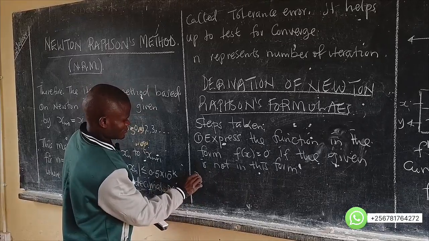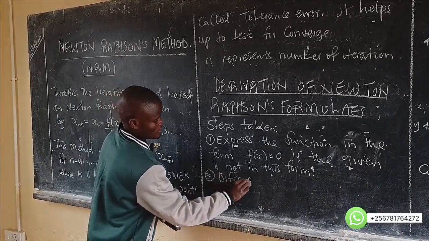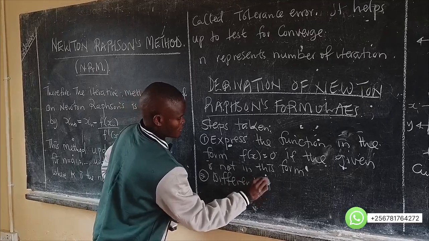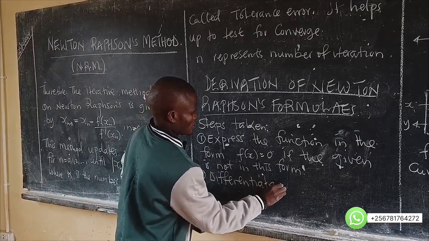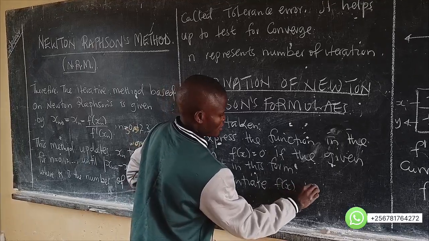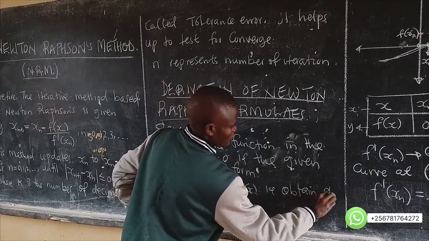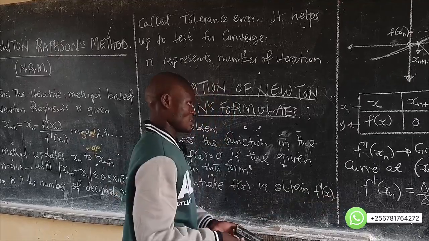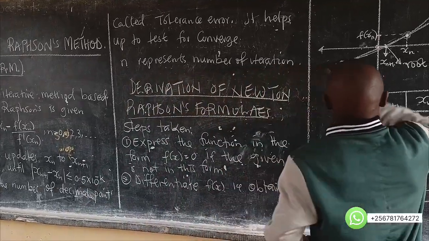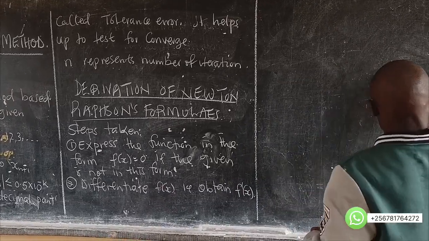Step two is to differentiate f of x, i.e. obtain the first derivative of f of x. Obtain that.